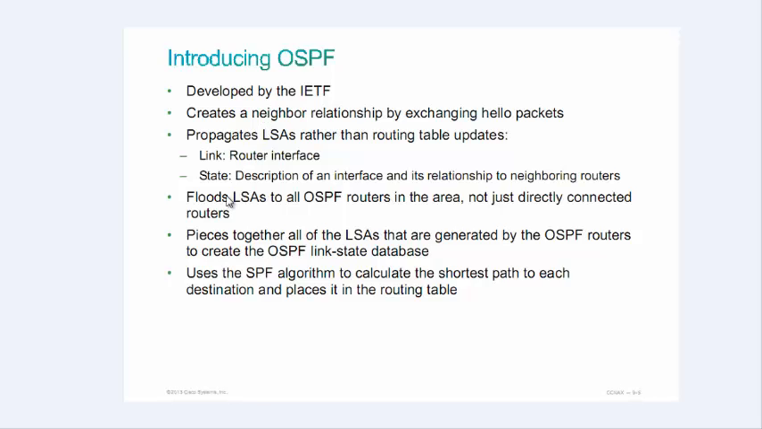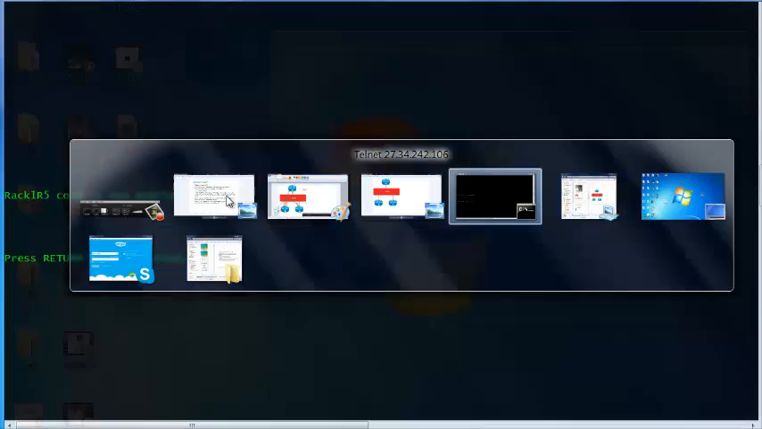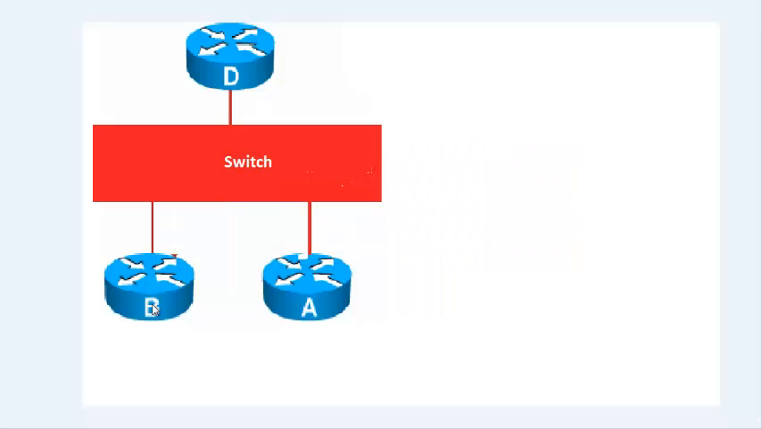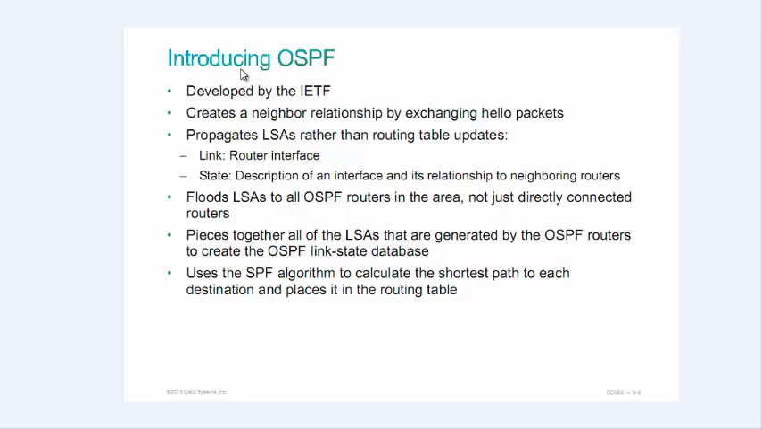The next point is that OSPF floods LSAs. As I said earlier, once B receives an LSA, it will put it inside its database, and it will flood it to the others. Once a router receives an LSA, it will flood it to every other possible router inside that particular area. That is called the link state database. LSAs are flooded.